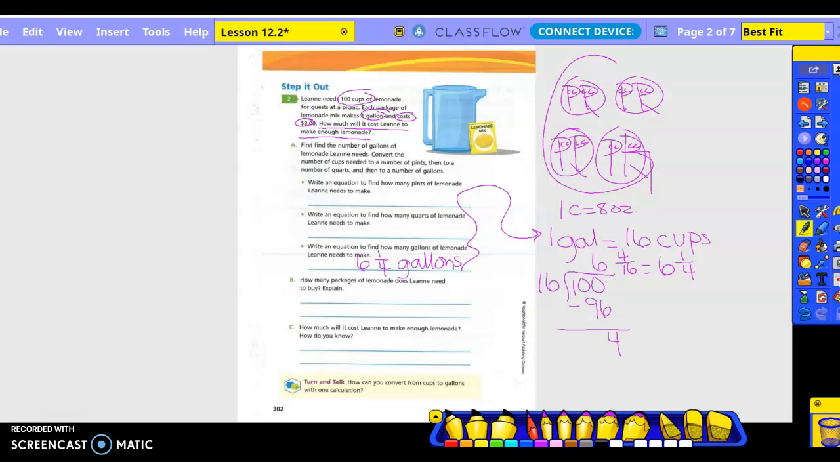So how many packages of lemonade does Leanne need to buy? She needs to buy 7 because technically she only needs 6 full gallons, right? But if she doesn't buy that 7th package, then 4 of the cups would not be filled, right? Okay, so 6. No, 7. Oh my goodness. 7 packages.